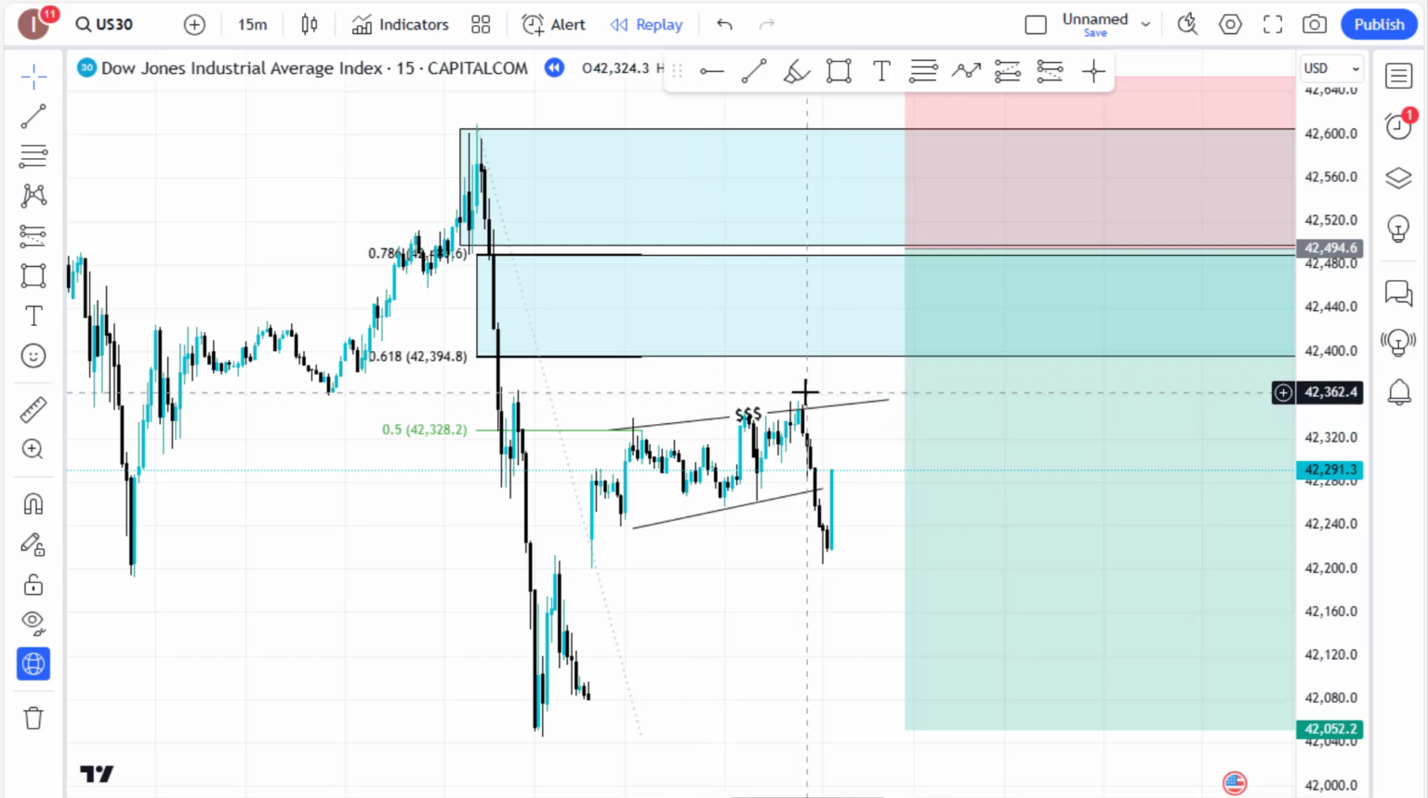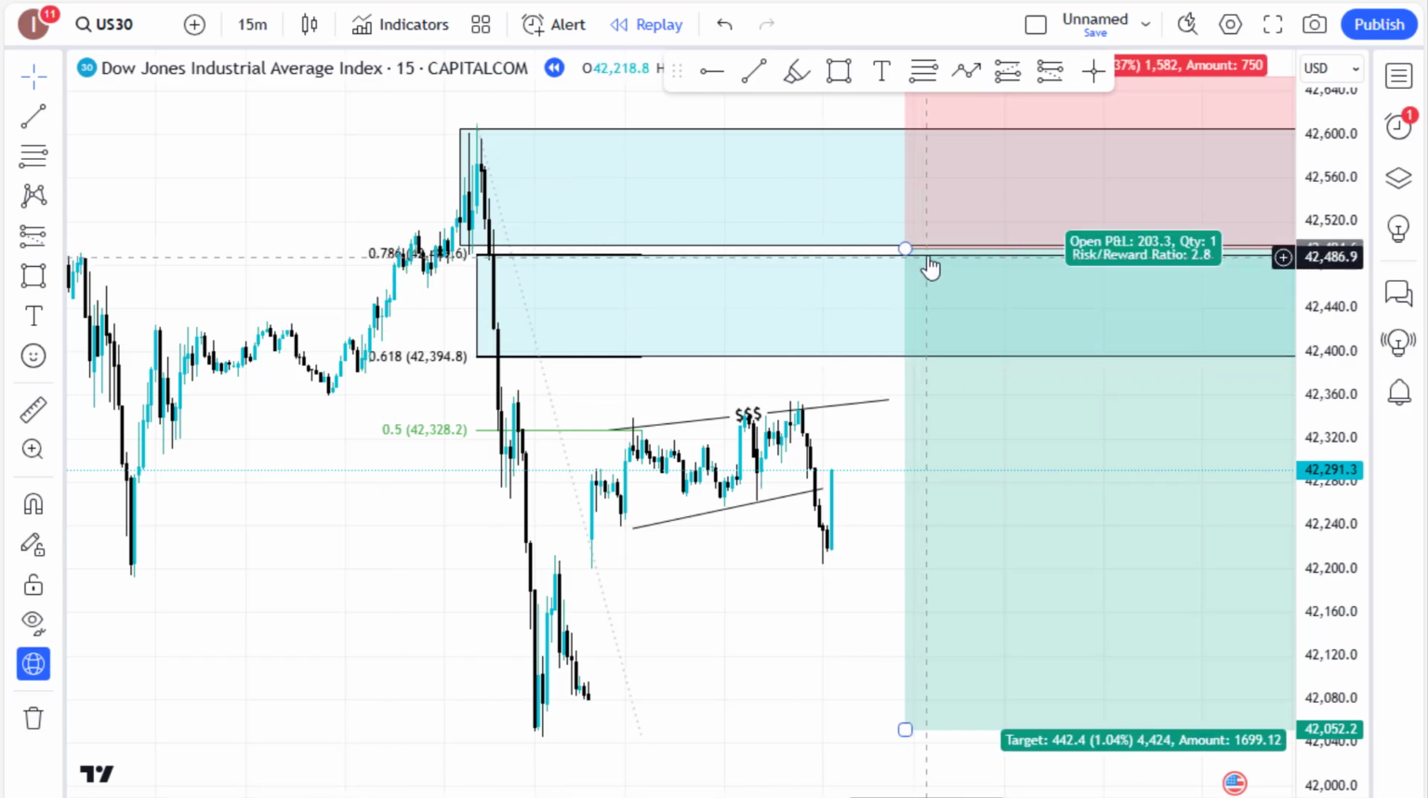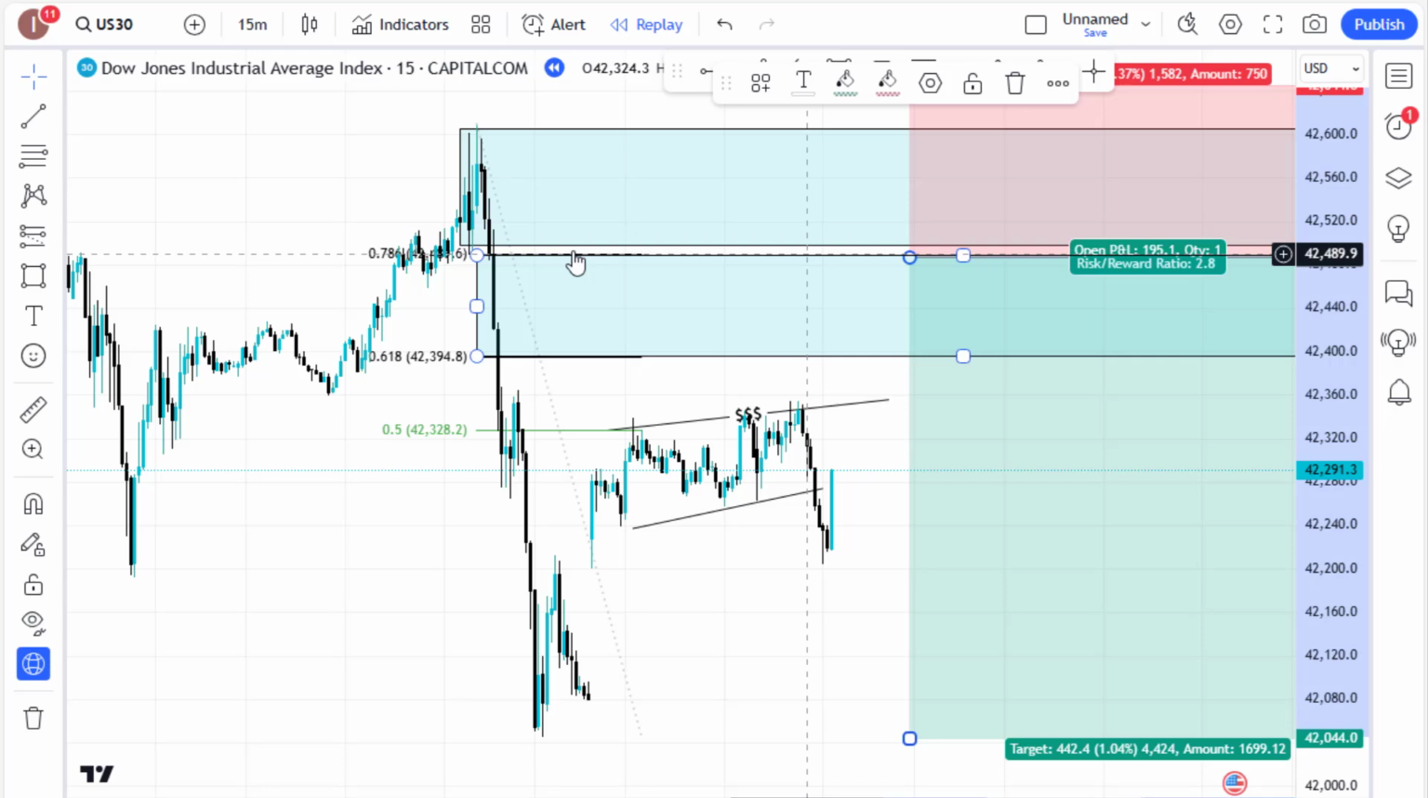I will probably be entering here, but if I want to enter here, I'll have a huge stop loss. That's why I decided to use the 0.78 level just immediately above the OTE level, because this is the OTE level between 0.6 and 0.8, right? And that is how we're able to place our limit order.